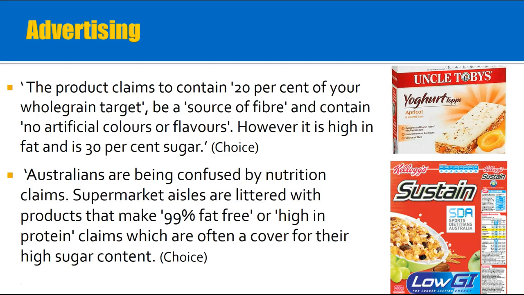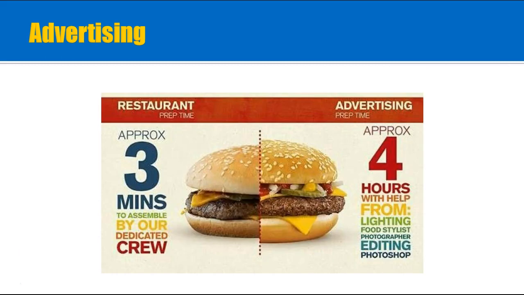Another claim was that Australians are often confused by nutrition claims. You'll see supermarket aisles that are littered with products that are 99% fat-free. If you've ever bought a packet of marshmallows, you'll see that claim on marshmallows, which is ridiculous because they're just full of sugar. Another is high in protein claims, and they're often there to cover other poor nutritional choices in their panel. So it's really important to pay attention to the nutritional panel. Often they'll use advertising to make things appear more appealing than they actually are.